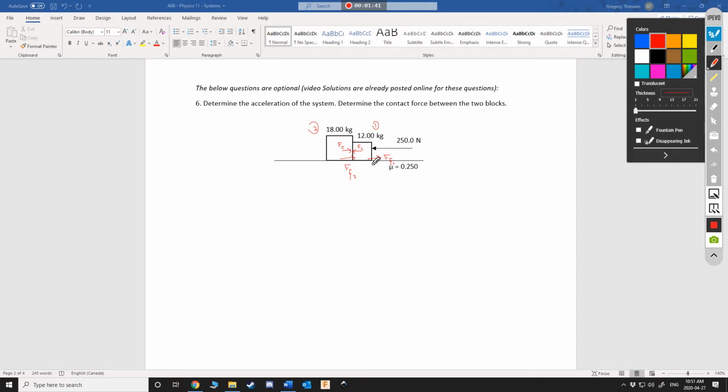Not going to draw it, but I also know that there's up-down force as well. There's force of gravity going downwards for each block, and there's also normal force going straight up. The normal force is the contact force, perpendicular to the surface.